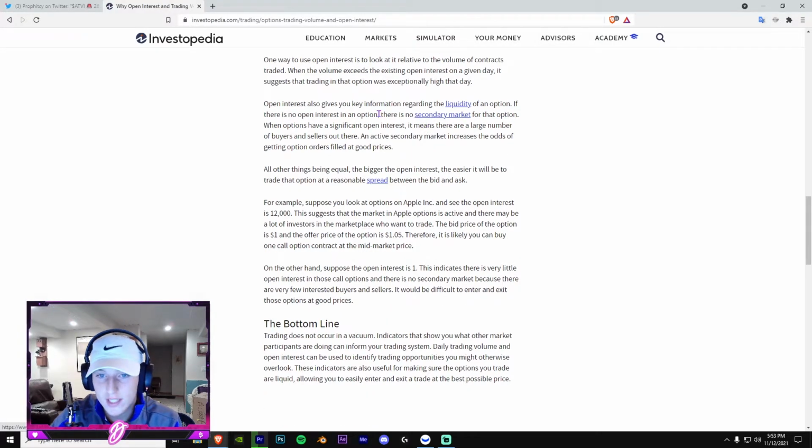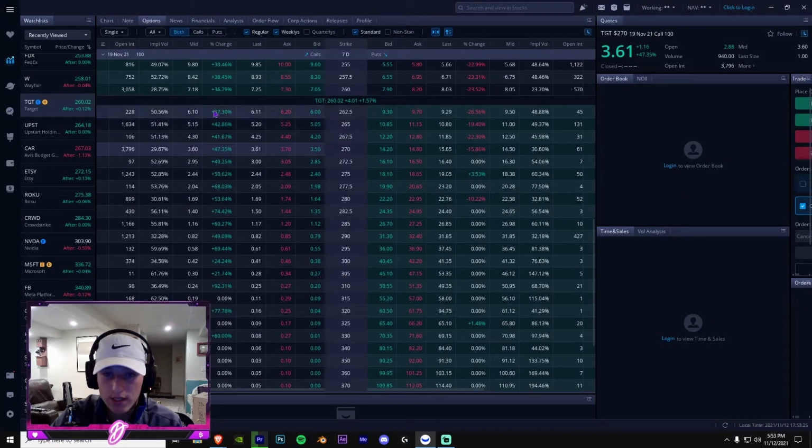So this says if there's no open interest in an option, there's no secondary market for that option. And when options have significant open interest, it means there's a large number of buyers and sellers out there. So if we go to the open interest right here, 1,600, that's a lot more than all these, or we can go to this 4,000.